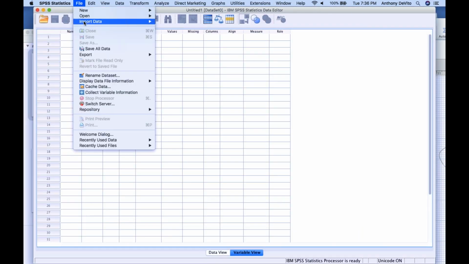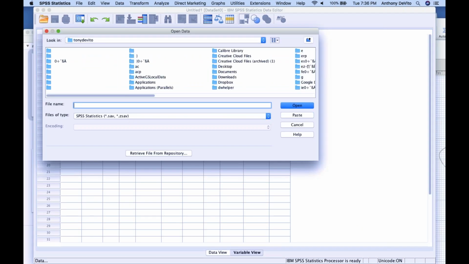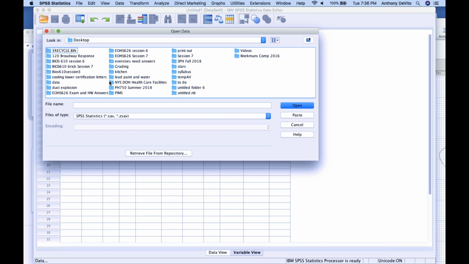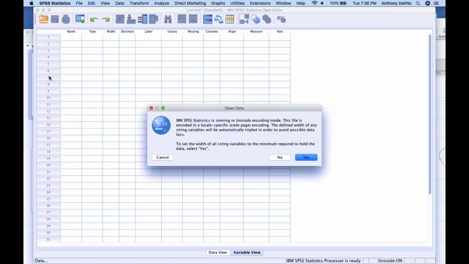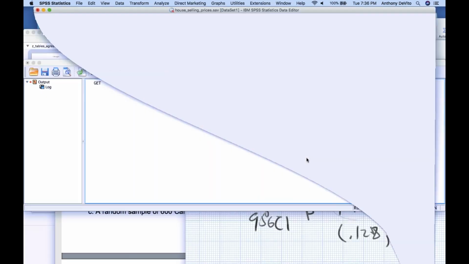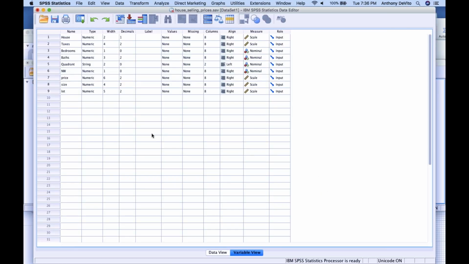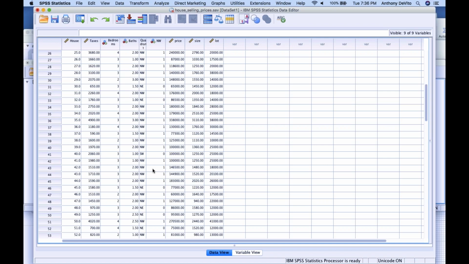Okay, let's close that. Let's say open data. And I'm going to go to my desktop, and I'm going to go to data. And I'm going to try and remember which of these might have some. Okay, it's house selling prices. Let's see what that is. Okay, yes. I don't know what kind of data format you use. Okay, so here is a sample of house sales, and it looks like the sample size is 100.